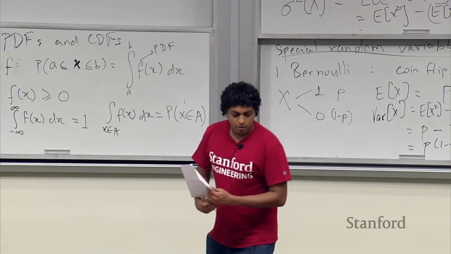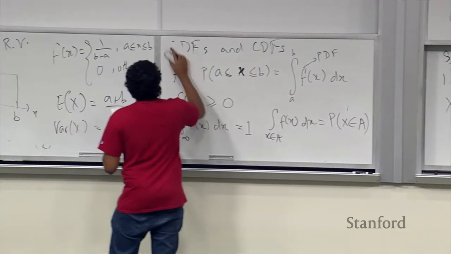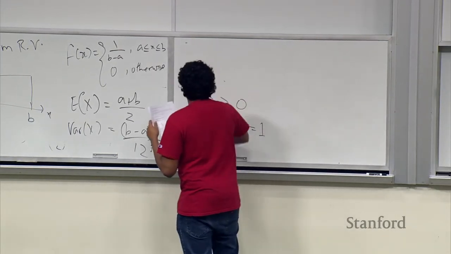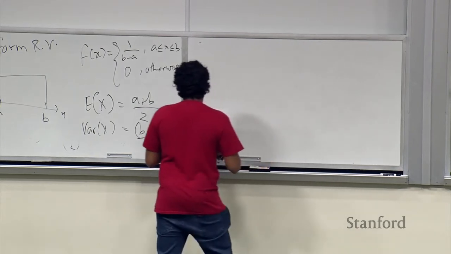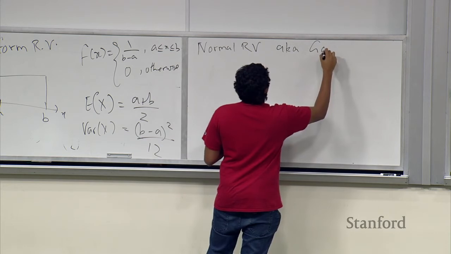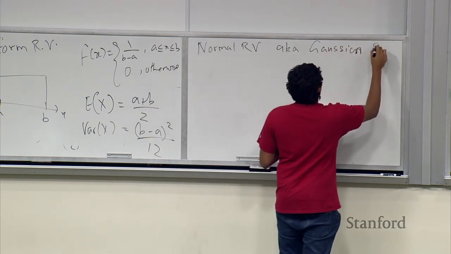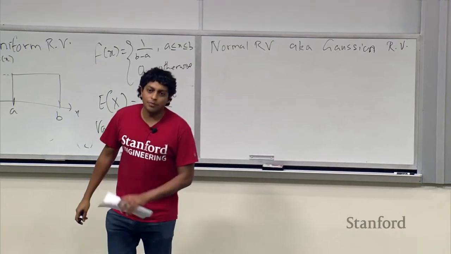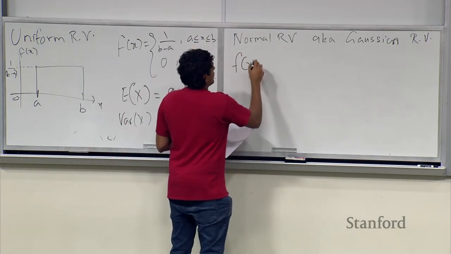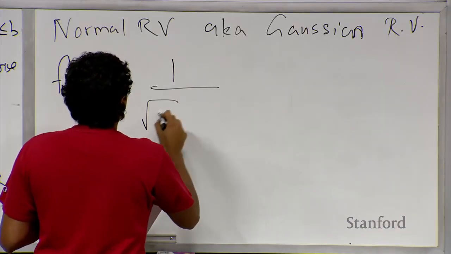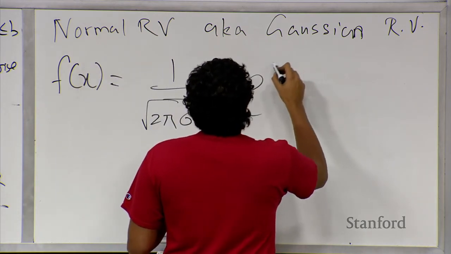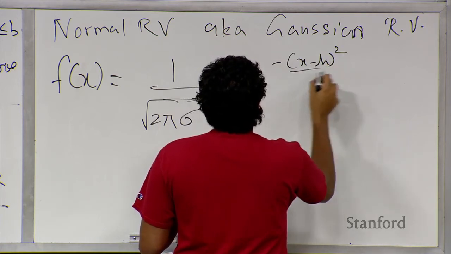And the last one we will look at today is, of course, what is known as the normal random variable, also known as the Gaussian random variable. So the probability density function, this shows up basically anywhere. The Gaussian random variable shows up anywhere and everywhere. I will just give you the formula. F of x is given by 1 by root 2 pi sigma squared e to the minus of x minus mu the whole squared by 2 sigma squared.